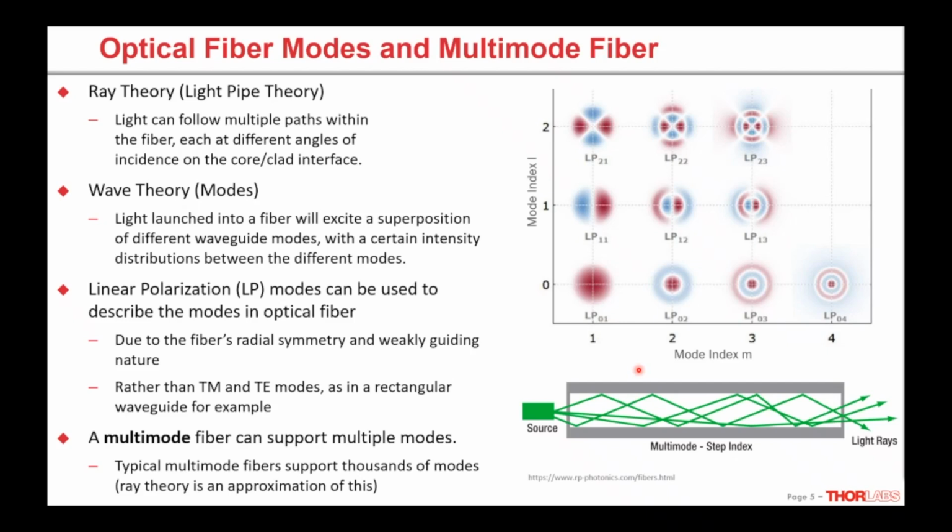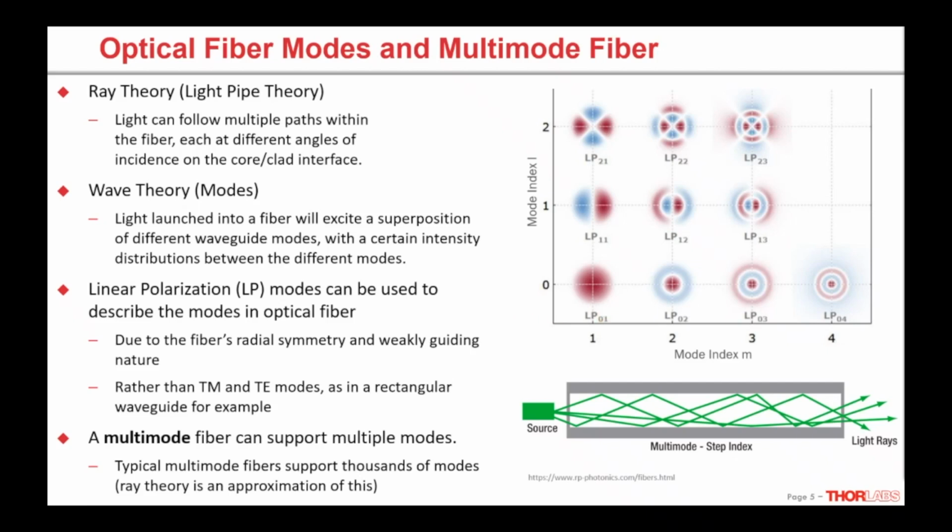So with those modes in mind, we can talk about not a single mode fiber, but a multimode fiber. Really, a multimode fiber, the definition is any fiber that can support multiple modes. We're showing you a few modes in this chart here. A typical multimode fiber actually supports thousands of modes, though, and that thousands of modes is really what that ray optics interpretation of the fiber, that's what that's an approximation of.